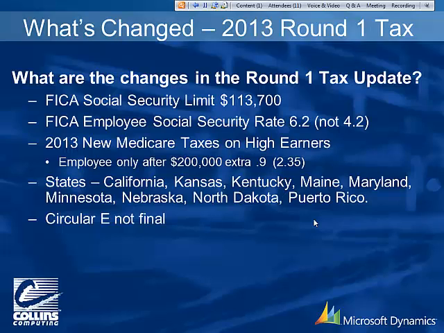In 2013, we already know that the FICA Social Security limit was raised, and that the Social Security rate for the employee has gone back to 6.2 again. It went down last year. It's going back up this year. And there's an extra 0.9 to take them to 2.35 if somebody earns $200,000. There are also payroll tax changes for all of these states, and some Circular E modifications, but it's not finalized. So that may have to wait for round 2.